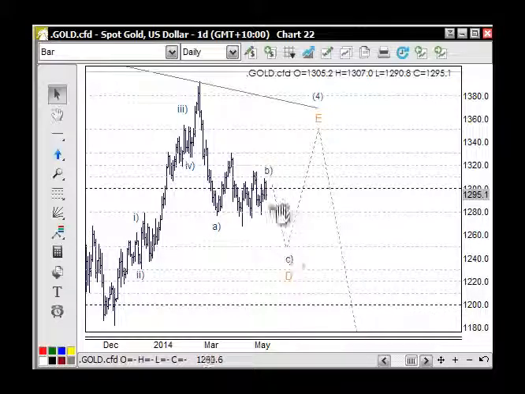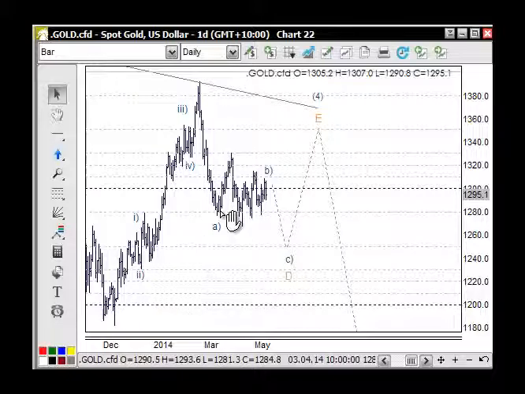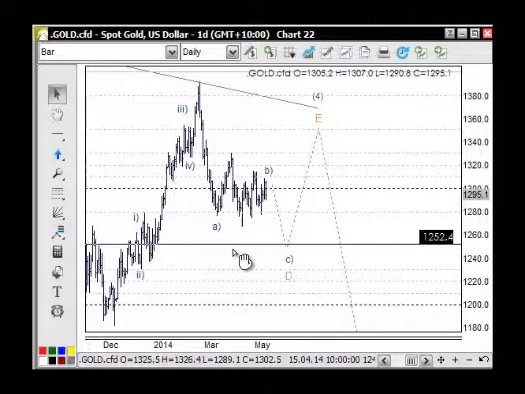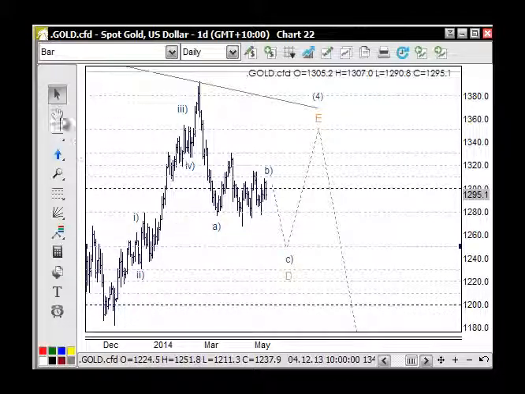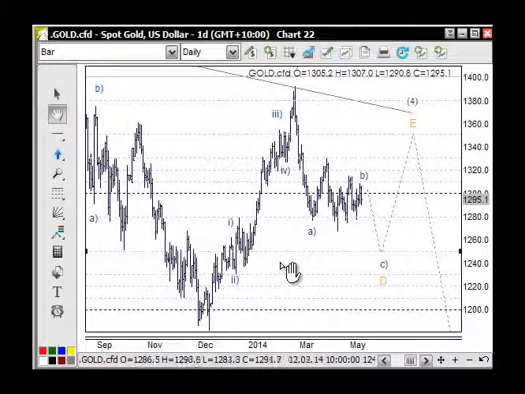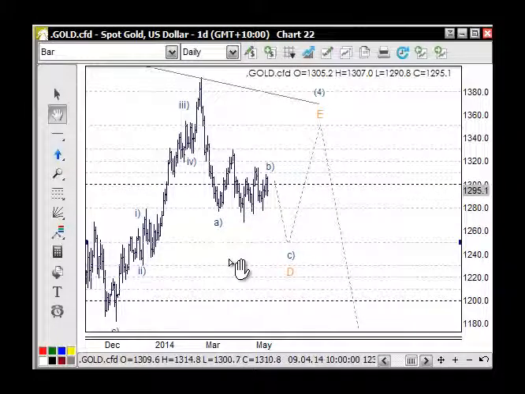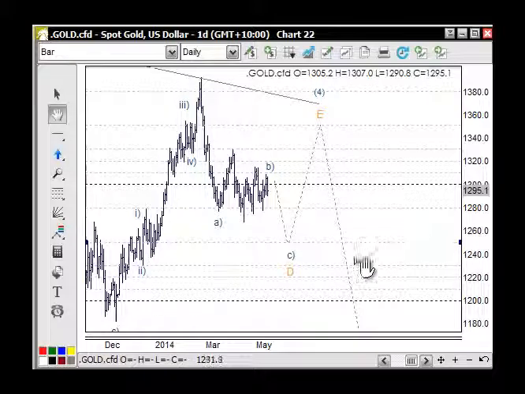Normally this move down here would be basically the same size as this one here, so we could end up at 1200. I just know there's a lot of support around here, starting at the 1250, so I've just kept it at the 1250 because there are going to be some strong bounces coming in from there. Markets can move quite quick between these two numbers here, as you can see, once it's rejected the 1280.